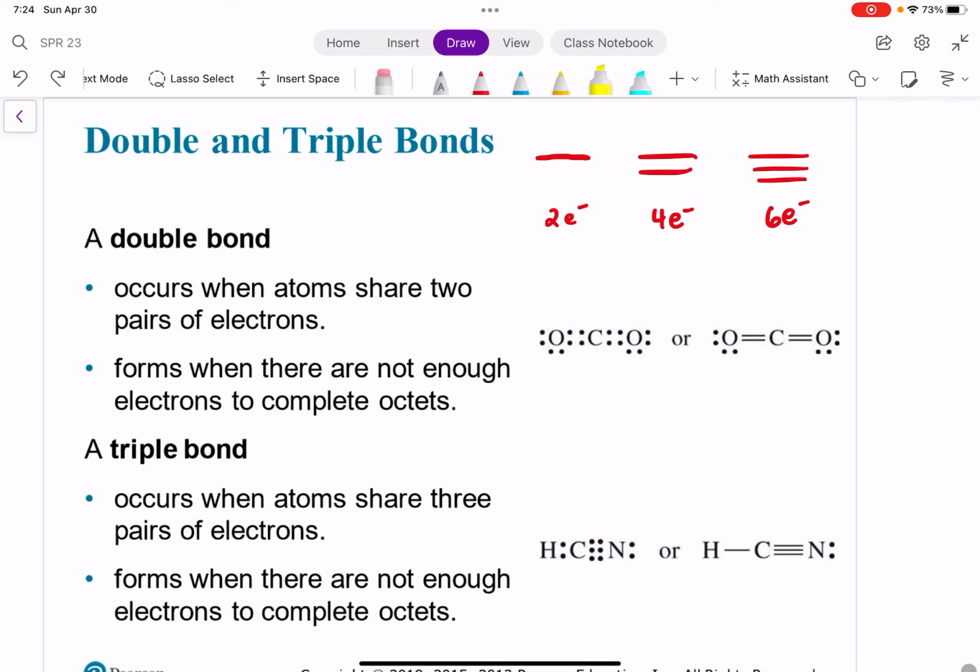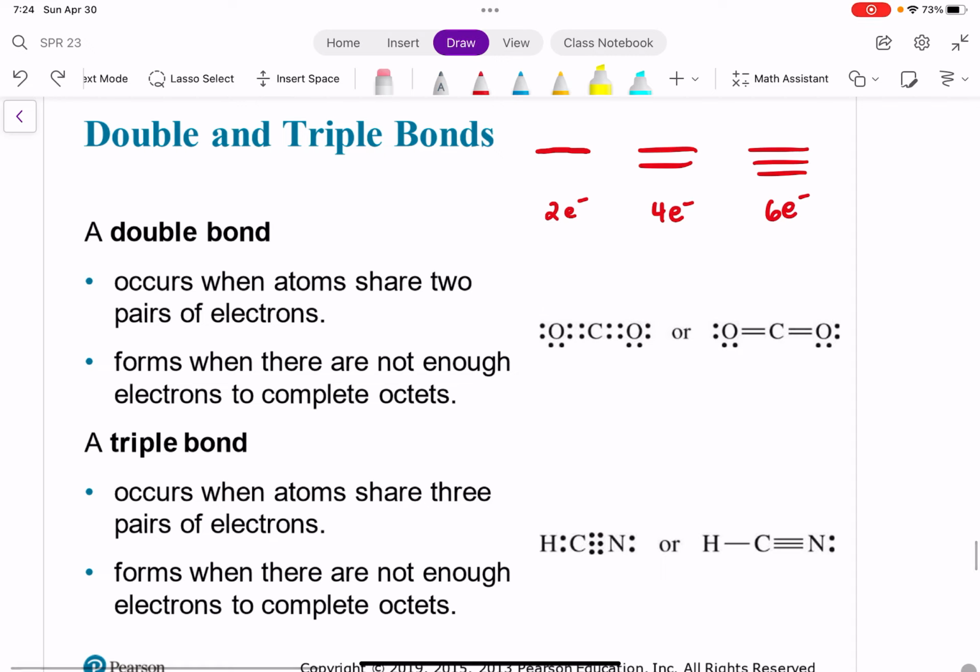Okay, so a double bond occurs when atoms share 2 pairs of electrons, and they form when there are not enough electrons to complete octets. If you just formed a single bond here between that carbon and that oxygen on the left, you wouldn't have enough electrons around that oxygen unless we formed this double bond. Okay.